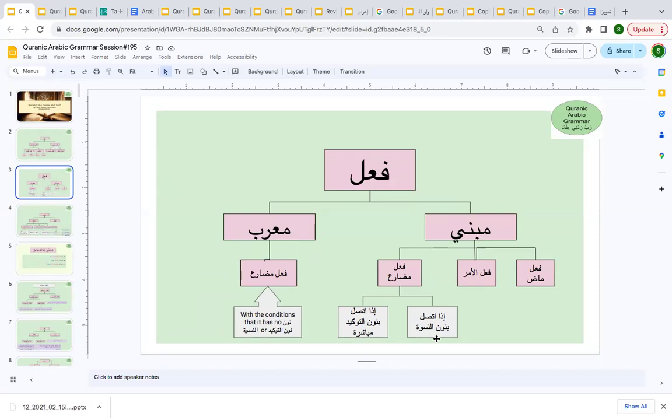When you look at fail mudari, when it has nunun niswa, yansurna, tansurna. Is it mu'arrab? If I put an before it, if I put la before it, if I put lan before it, is there any change to tansurna and yansurna? There is no change. When it has nunun niswa, it is again mabni. When it has nunu tawkid al thaqila or nunu tawkid al khafifa, is there any change that can happen to your fail?